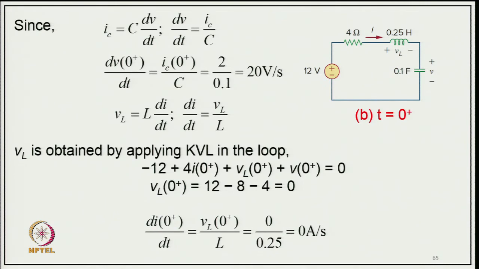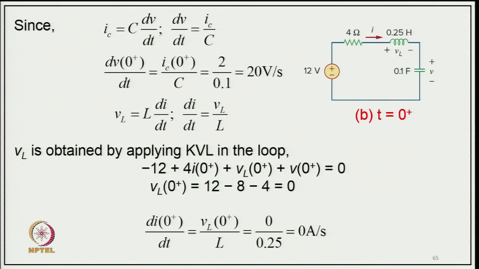So, now in this circuit we start from current 2 ampere, and ic equal to C dv/dt, so dv/dt will be ic upon C. We can say dv(0)/dt equal to ic(0) upon C, equal to 2 upon 0.1, this will be 20 volt per second. And vL we can find out: L di/dt, so diL/dt equal to vL upon L. So, vL is obtained by applying Kirchhoff's voltage law in the loop, and that will be equal to minus 12 plus 4 i(0) plus vL(0) plus v(0) equal to 0. So, vL(0) we can find out from there: if we take all quantities to the other side, 12 minus 8, because the current is 2 ampere, so 4 into i will be 8, and v(0) is 4 volt, so minus 4, equal to 0.